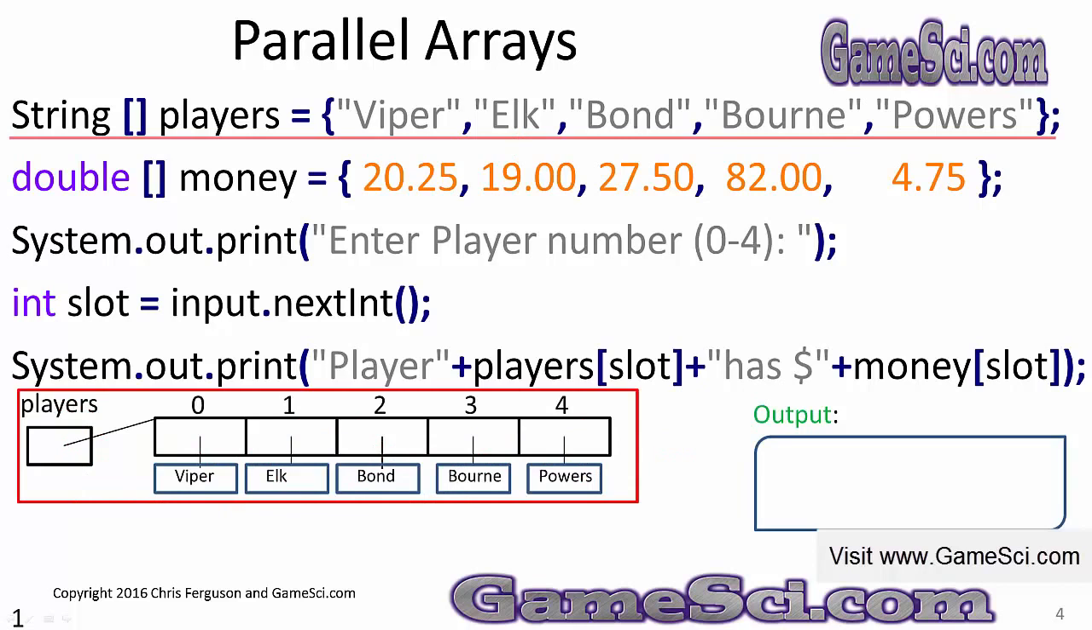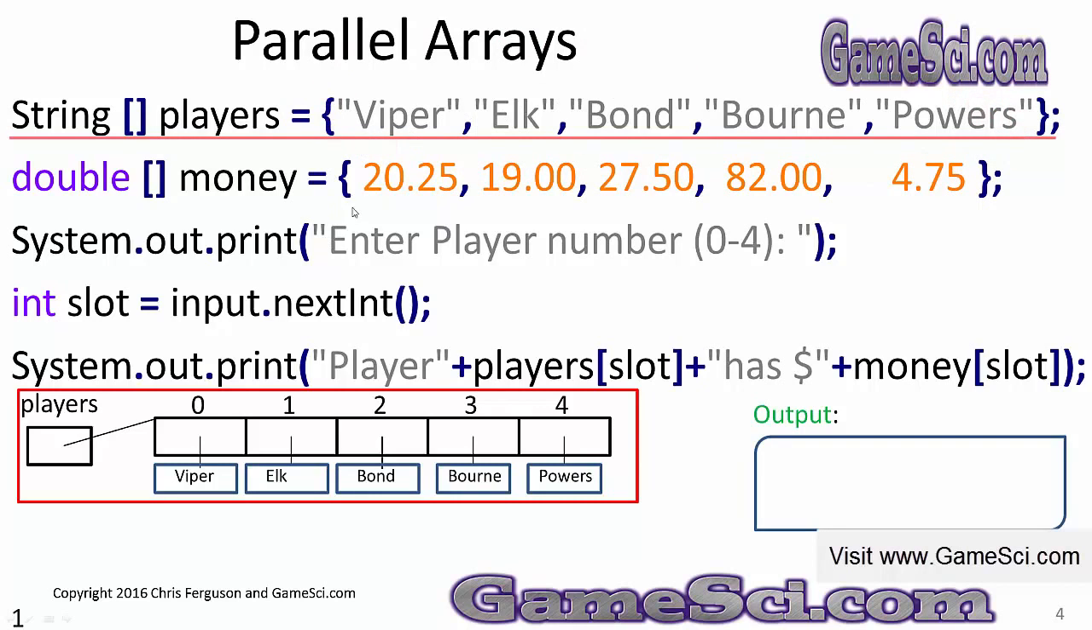Go back to the syntax where we both declare the array and assign it initial values. This string array players, let's follow this along. String array players equals curly brace and then a list of values that I want to store in the array. And you can see very clearly the first item listed goes into slot 0, Viper. The second item goes into slot 1, Elk. The third item goes into slot 2, Bond, and so on down the line. We are doing three things on this line of code. We're declaring the array players. We are allocating 5 slots in the array because there are 5 items in this list.